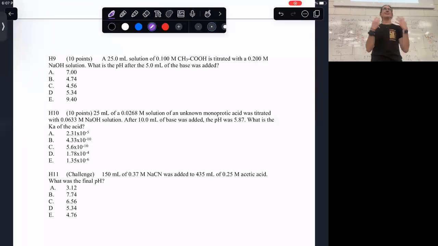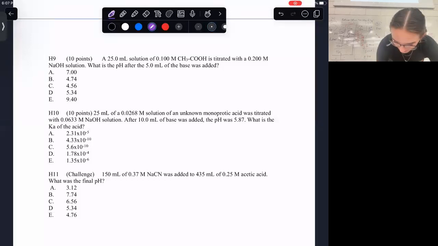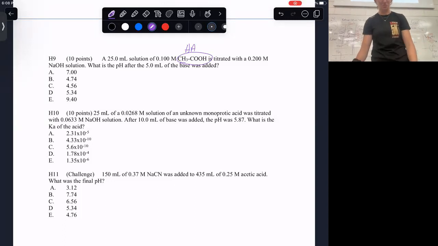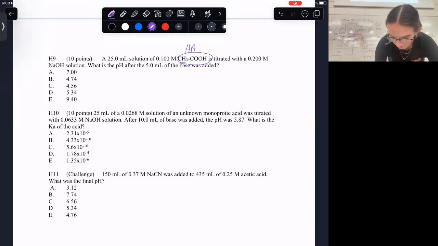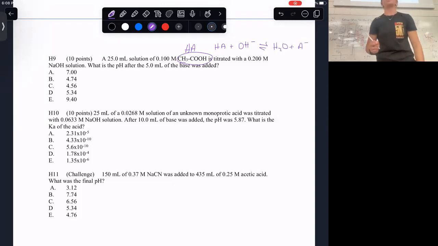Yep. So we're in a titration. We have to write out our titration equation. So we know that this, I'm just going to call HA. It is not one of the 6 strong acids I know, so I know it must be a weak acid. And so HA and sodium hydroxide, which is what's being titrated with, will just be OH minus, will form water and A minus.